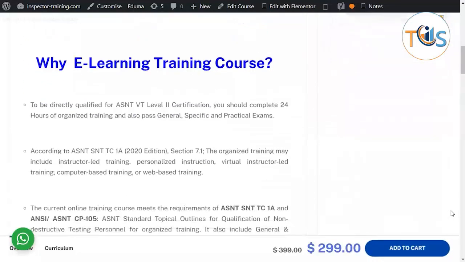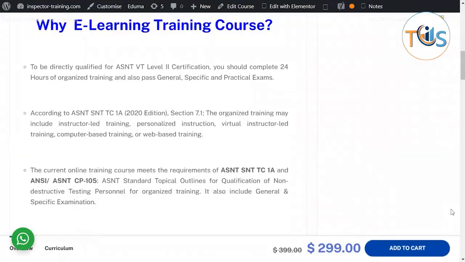So why an e-learning training course? In order to be directly qualified for ASNT VT Level 2 certification, you should complete 24 hours of organized training and also pass general, specific and practical exams. But according to ASNT SNT-TC-1A 2020 edition, section 7.1, the organized training can include instructor-led training, personalized instruction, virtual instructor-led training, computer-based training, or web-based training. And this is where we are.